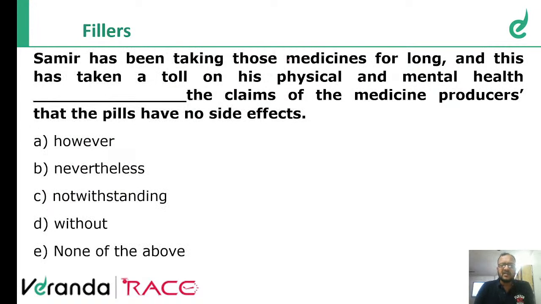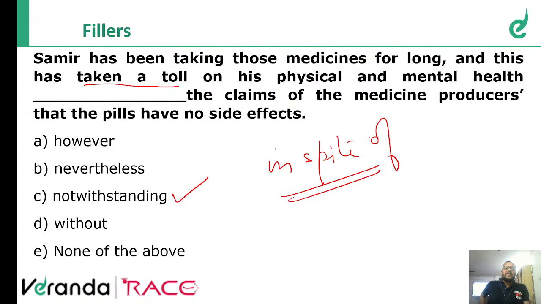Samir has been taking those medicines for long and this has taken a toll. Taken a toll means affected badly his physical and mental health dash the claims of the medicine producers that the pills have no side effects. See, Samir has been taking those medicines for long and this has taken a bad shape on his physical and mental health. But the claims of the medicine producers is that the pills have no side effects. So here it should be notwithstanding. Notwithstanding means in spite of. In spite of or despite.